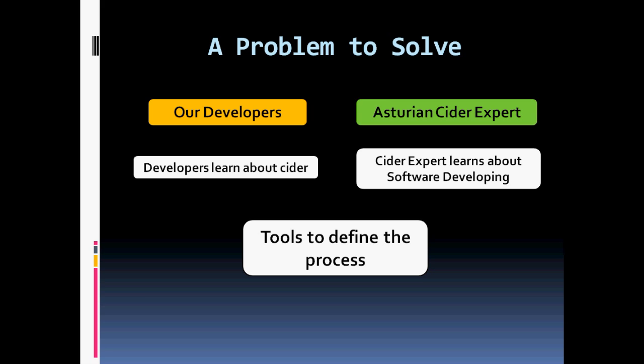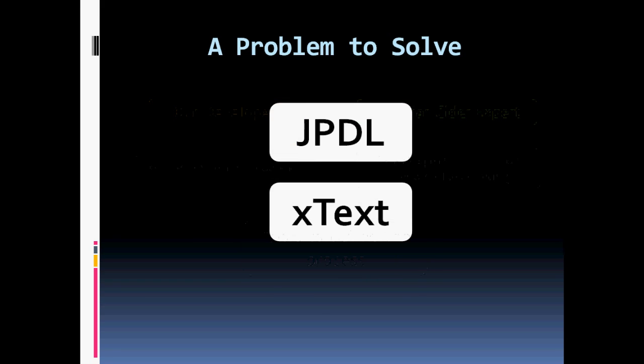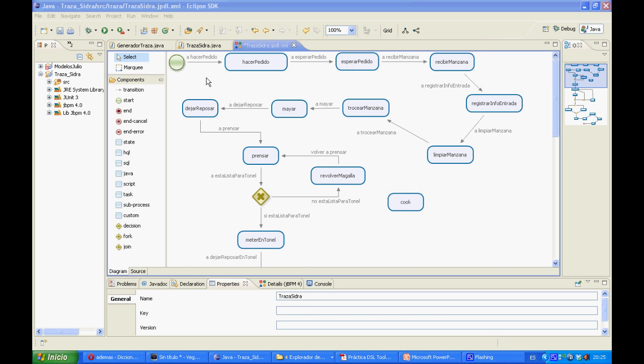In this video, I'm going to make an overview of JPDL and xTEXT as a way to reach that solution. This is an example for a cider production process made with JPDL. JPDL gives us a process definition language, which is great. We don't have to define the language, we only have to use it.